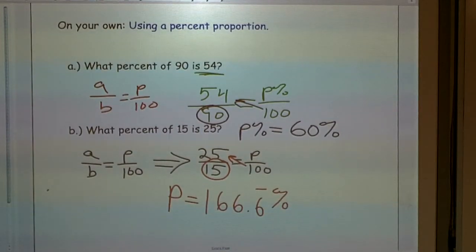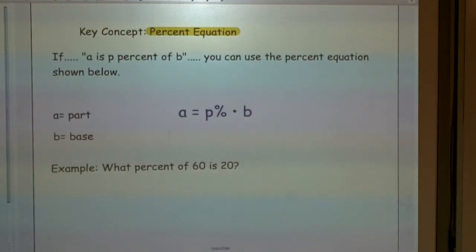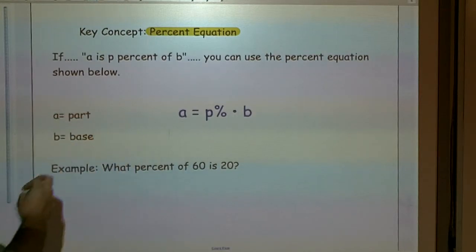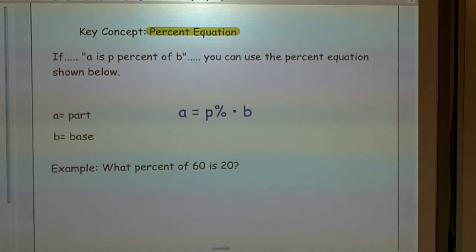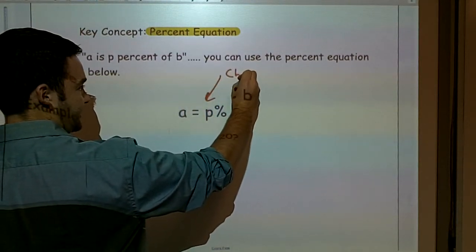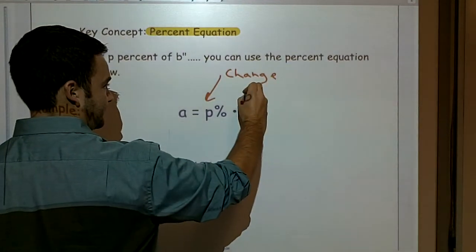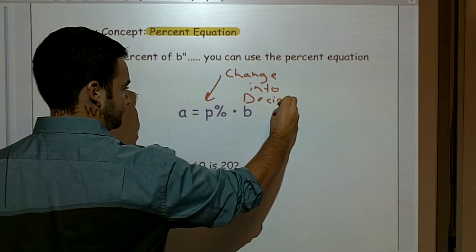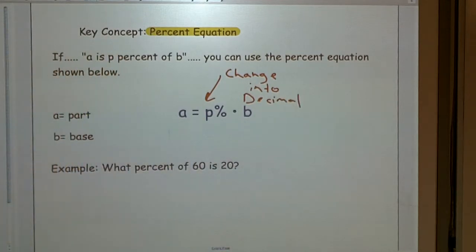Now this was solving using the percent proportion, and our next concept here is using the percent equation, which may be something that you are a little bit more familiar with. If A is P percent of B, we can use this percent equation: A equals P percent times B. Now an important step is if we give you a percent, we need to change that percent into a decimal first, okay?